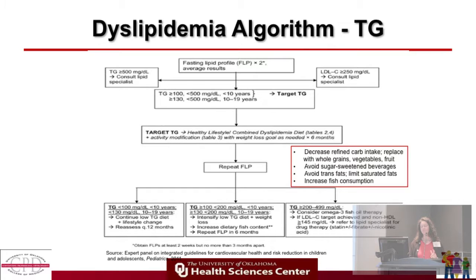So I really don't recommend fish oil on the initial visit unless it's over 500, and I'm sending them to a specialist anyway if it's over 500. With intensive lifestyle management, I'm getting those triglycerides down, so I don't feel like I need to add fish oil. But basically, if it's greater than or equal to 200, you can consider omega-3 fish oil as treatment if you don't feel like that family is going to respond to intensive management.